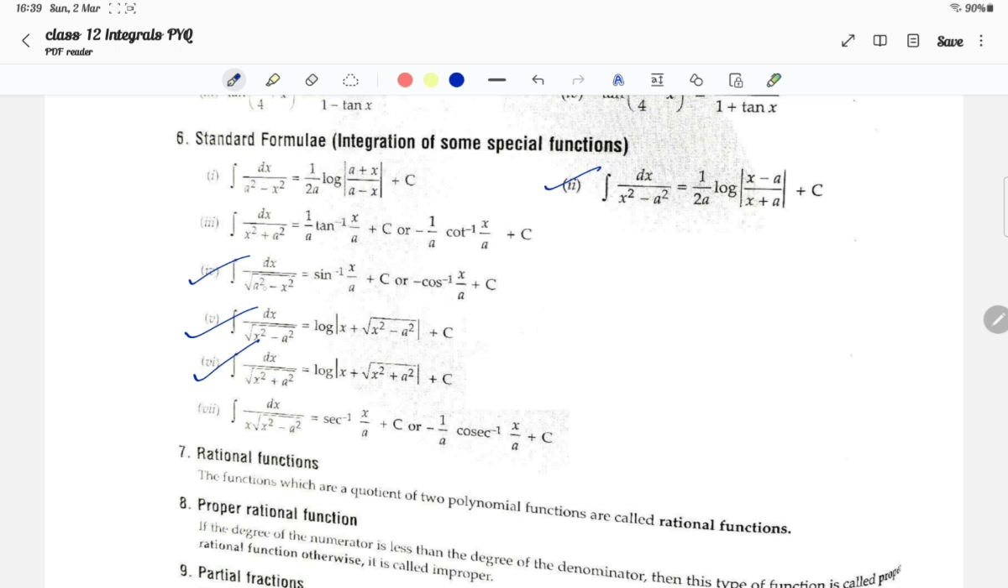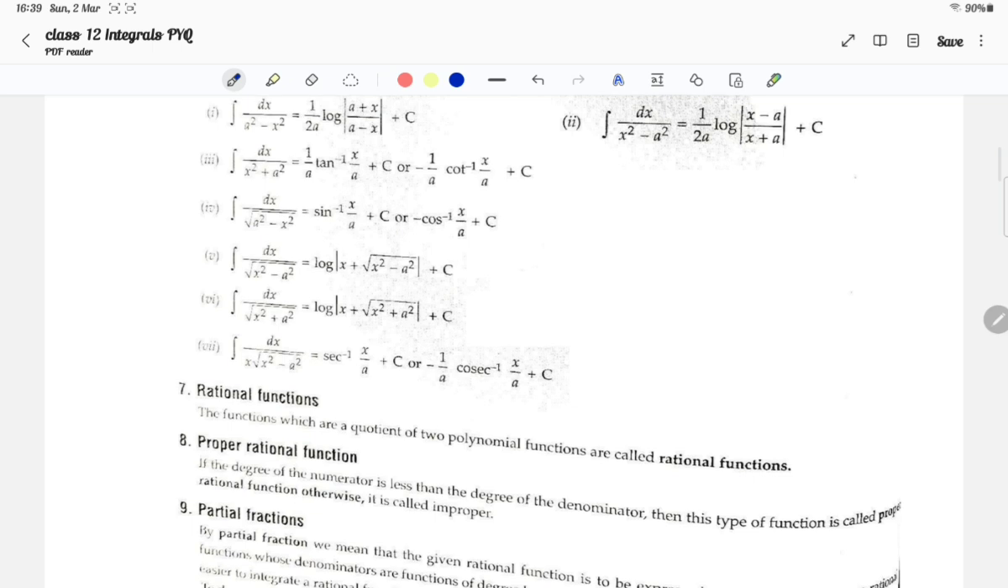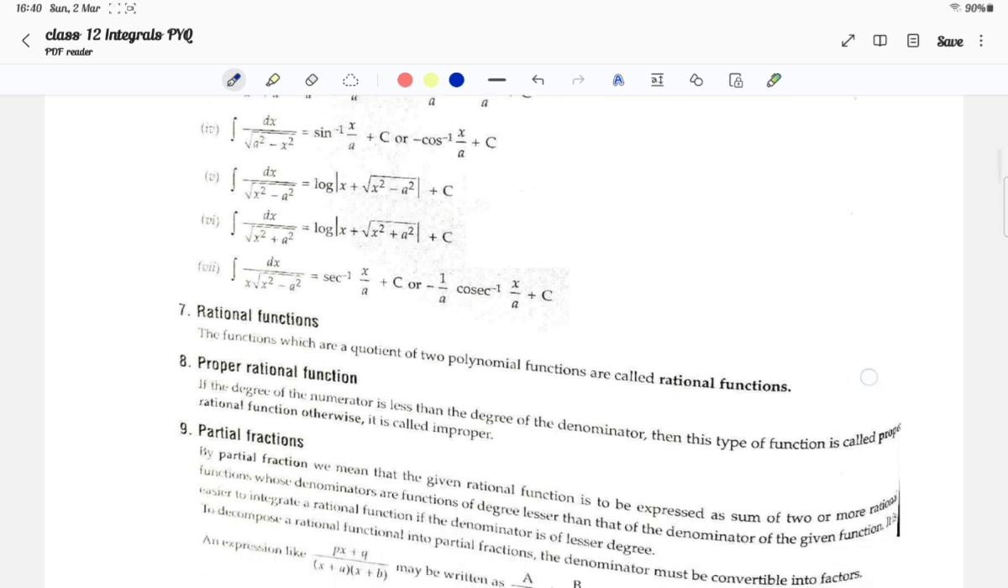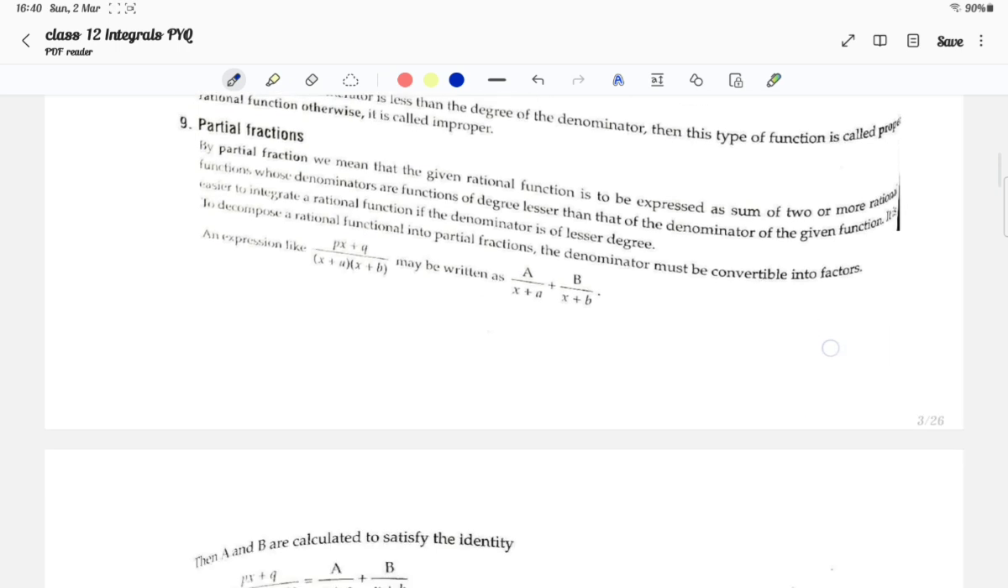With square root same forms: square root of a square minus x square is sin inverse x by a, root over x square minus a square will be log x plus root over x square minus a square, and this formula. Okay, I am scrolling and I will not take too much time on those formulas. You can remember those formulas because throughout the year you are doing those formulas. Okay. Now integration by partial fraction also there, some forms are there.